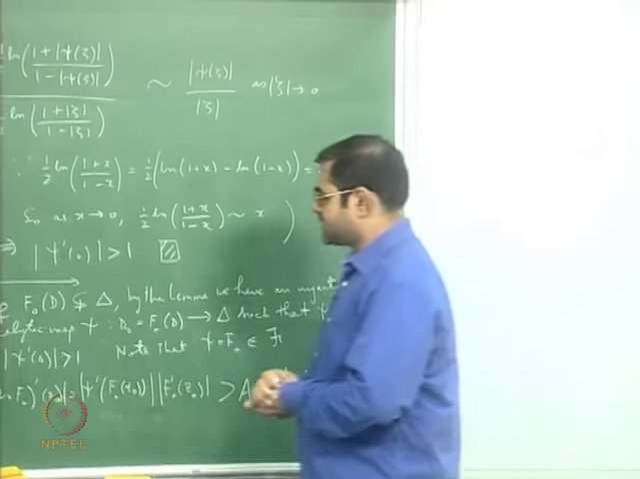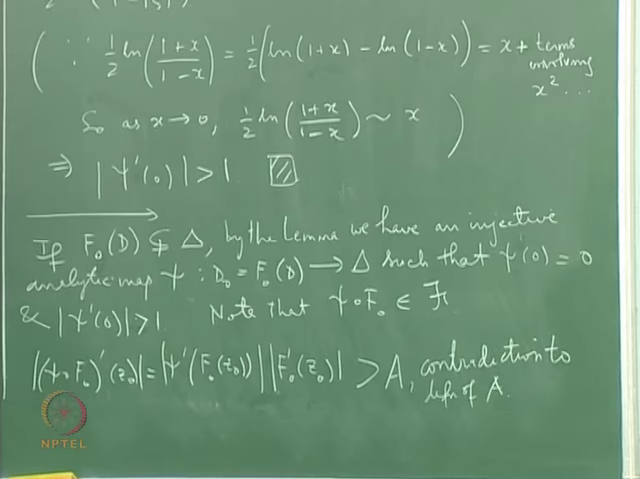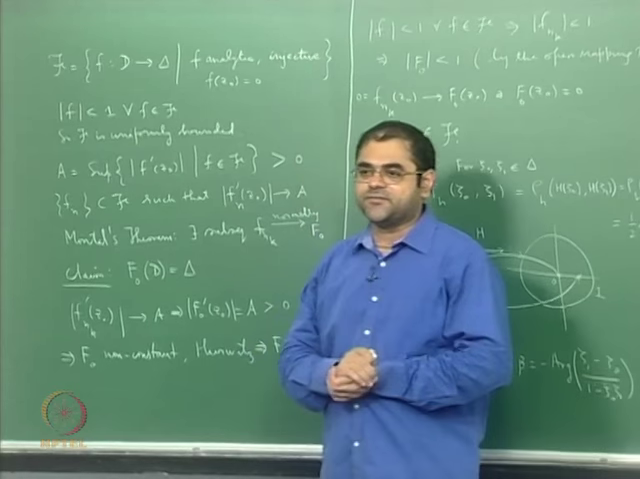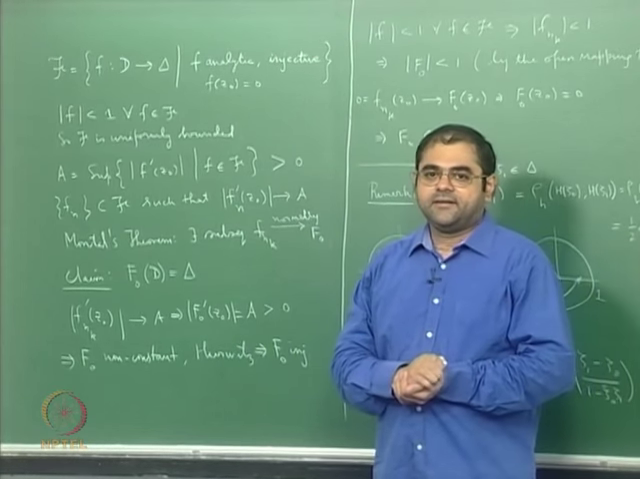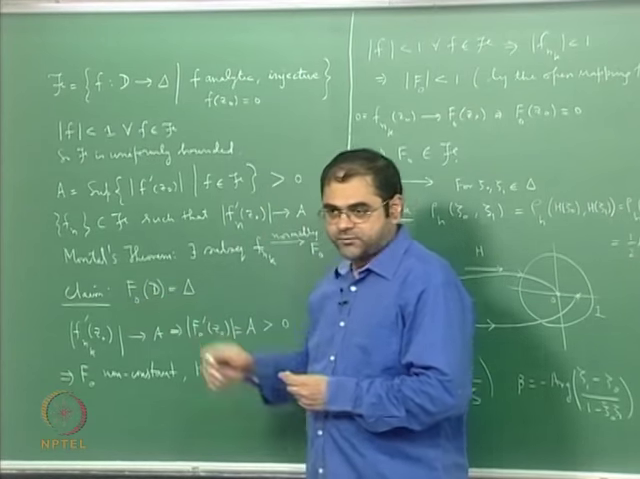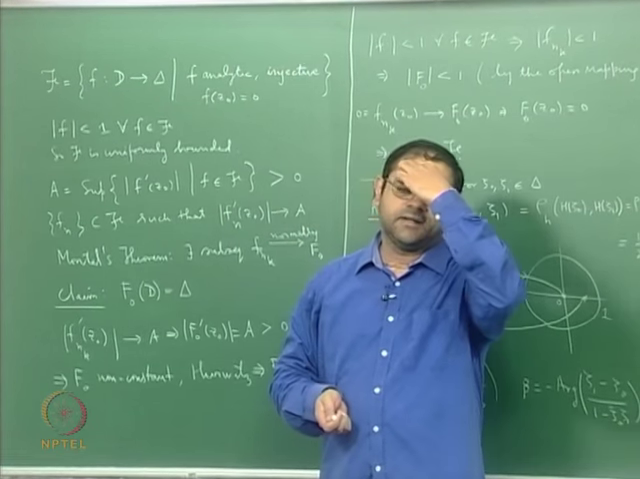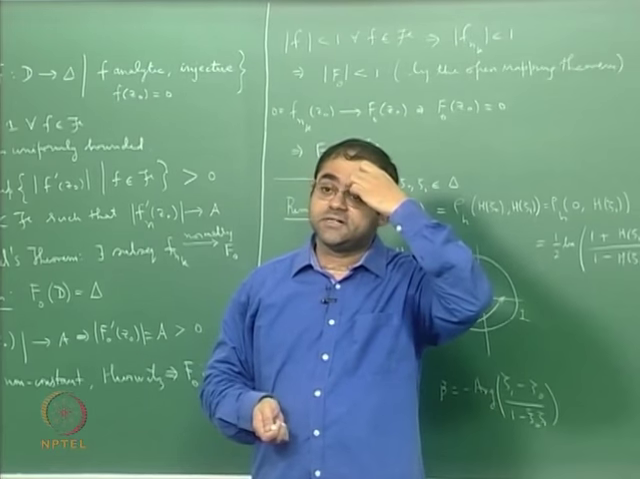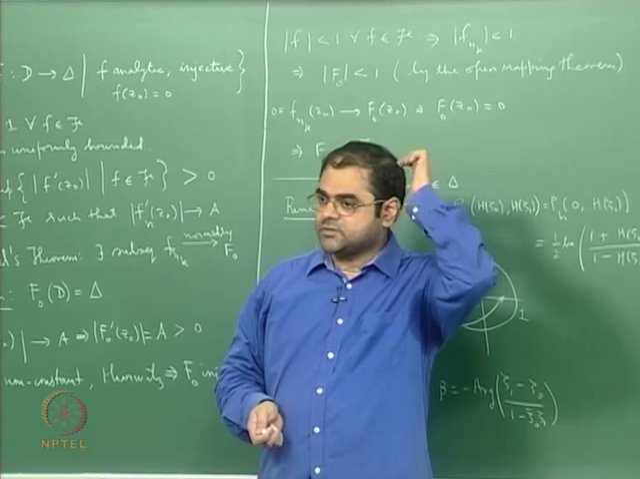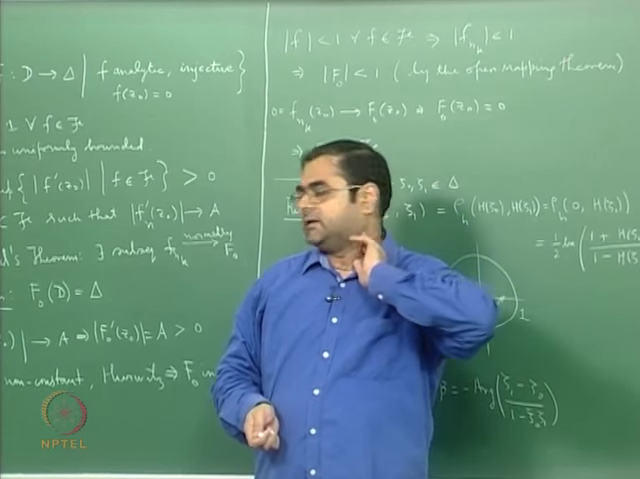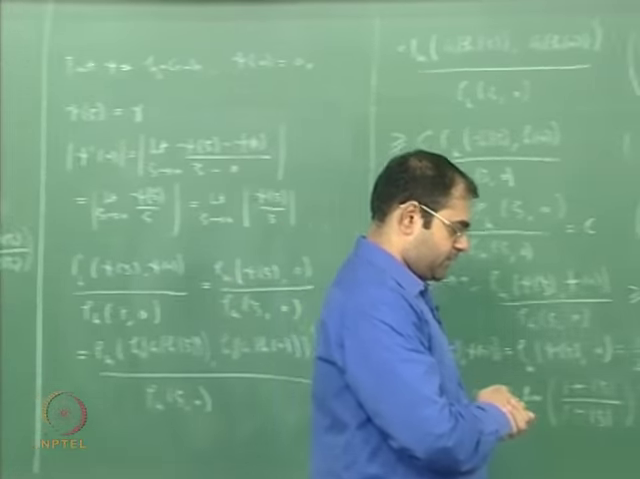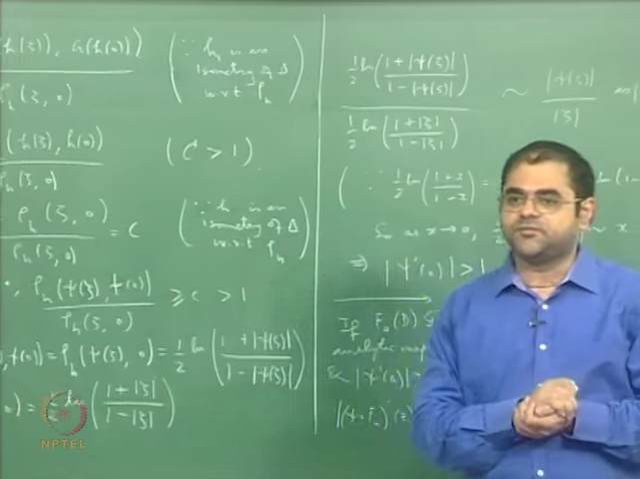So this proves the important fact that f naught does map this domain onto the unit disk isomorphically. Of course, we have already adjusted it to make z0 go to 0. You can make the derivative at z0 positive by using a suitable rotation. And that finishes the proof of the Riemann mapping theorem.